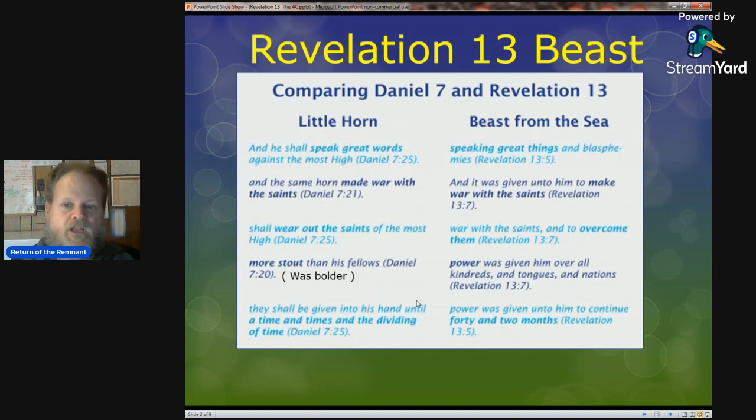So we see the connection, what was already given in a vision to Daniel 2,500 plus years ago. And here it's going to come. 2,500 years ago, it was given to Daniel. 2,000 years ago, it was given to John. And we're getting close to the end where we're going to see that.